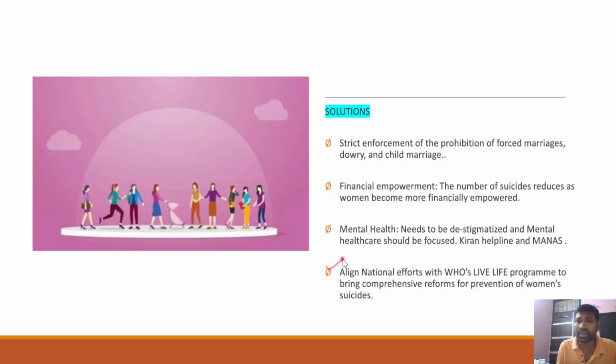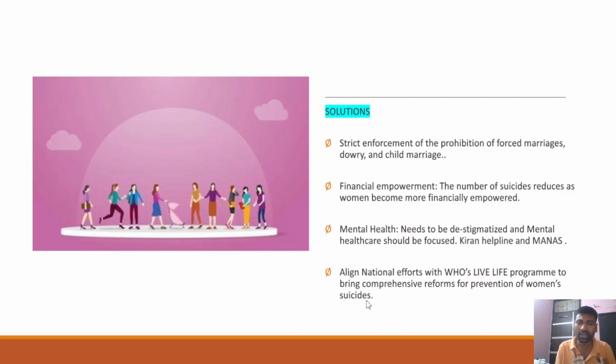And finally, we need to align national efforts with the World Health Organization's LIVE LIFE program. If you remember, the World Health Organization has come up with the LIVE LIFE program. The main objective of this program is to prevent suicide among women and ensure the all-round, multifaceted development of women. So whatever national efforts we have undertaken must be aligned with this program, so that it will bring comprehensiveness to the existing reforms we have already taken, and that would ultimately prevent suicide rates among young women.